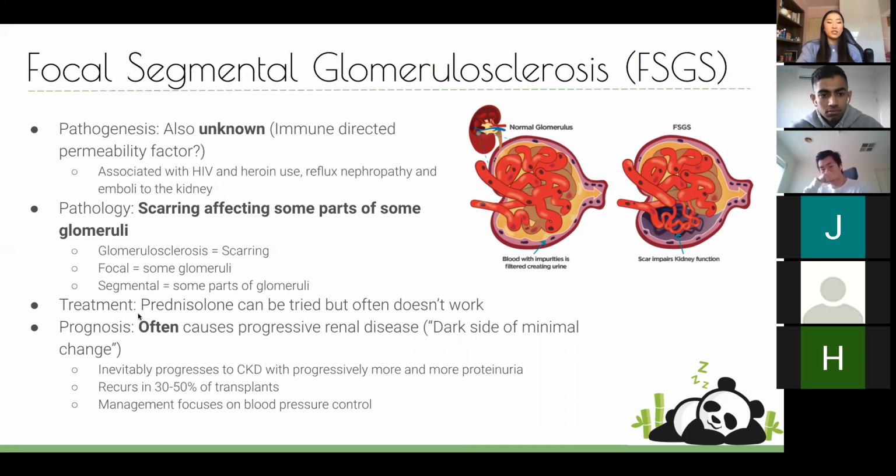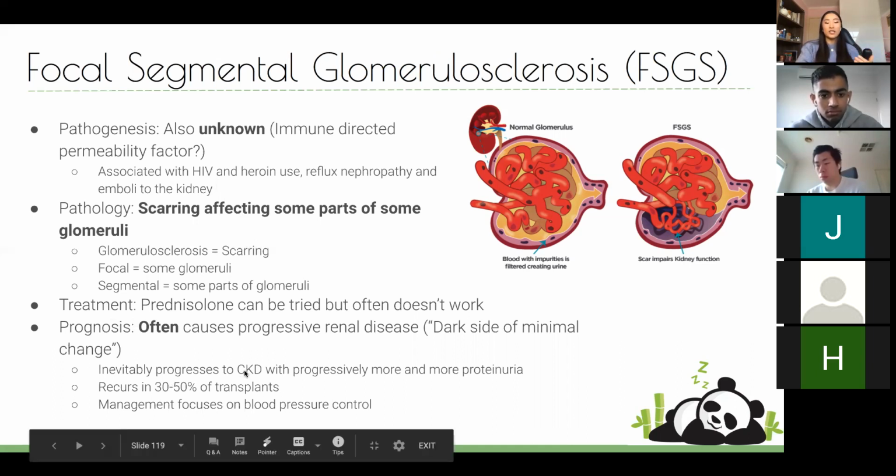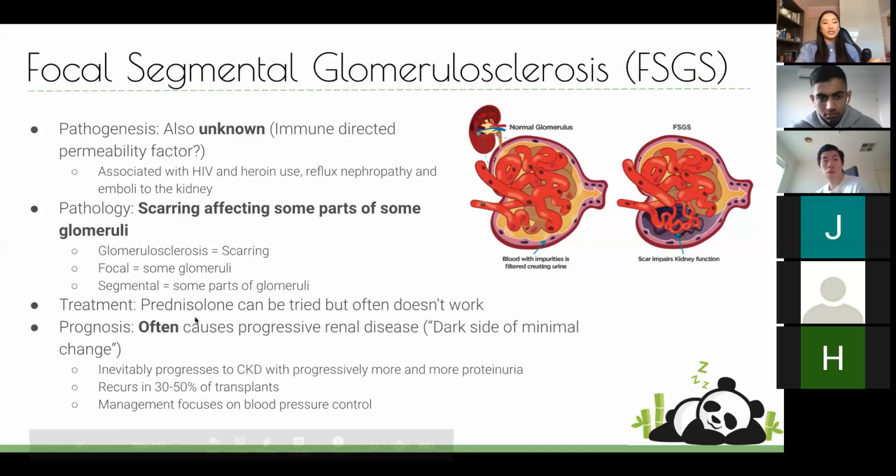And again, the treatment, we try prednisolone, but it usually doesn't work. So this one is pretty bad because it almost always progresses to CKD. Even if you get a renal transplant, it tends to recur. And so there's not much you can do. It's kind of just a matter of controlling blood pressure and hoping to slow the progression. But this one it's pretty bad, basically.